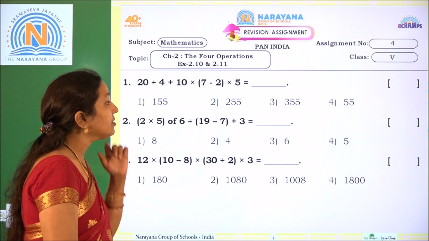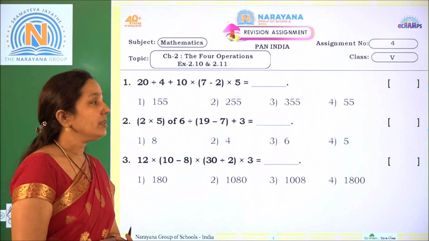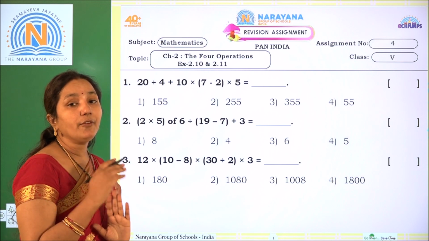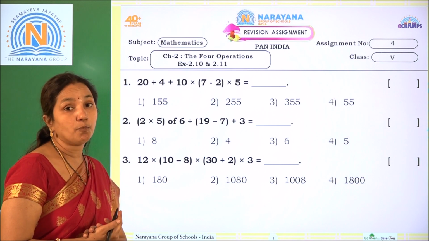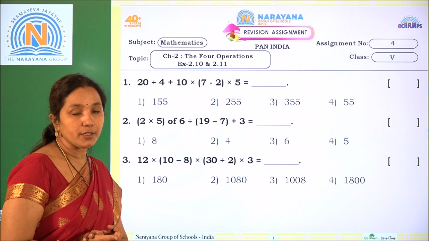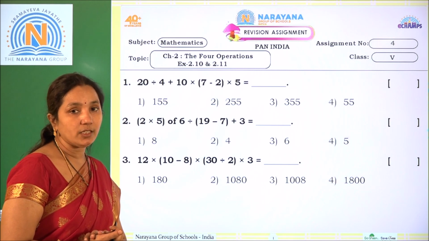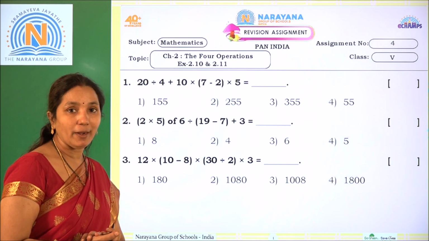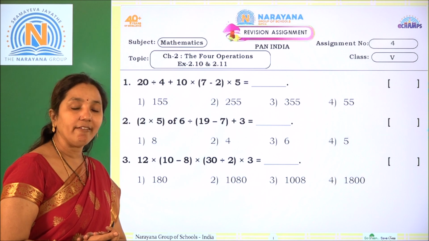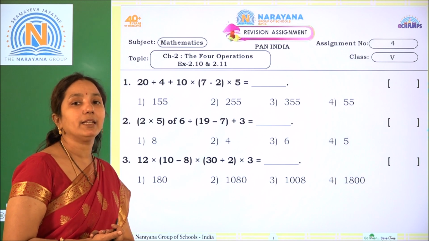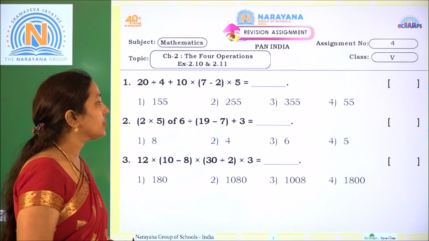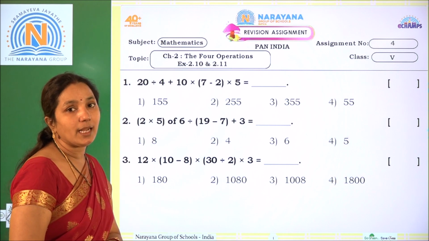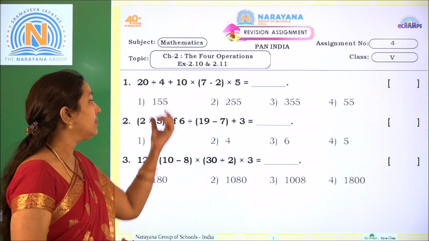So here we have to simplify the given equation. Which rule are we applying for simplification? We have to follow the BODMAS rule. What is the BODMAS rule? B for bracket, O for of, which is nothing but multiplication, D for division, M for multiplication, A for addition and S for subtraction. So we have to follow BODMAS and simplify the given sum.